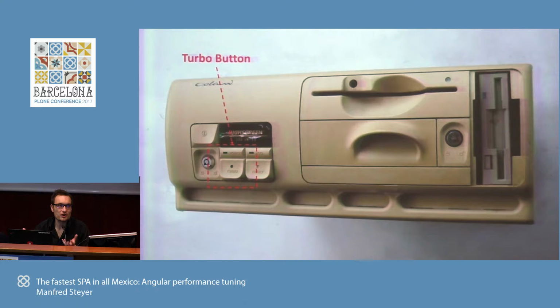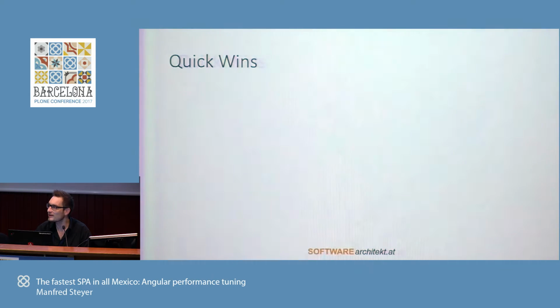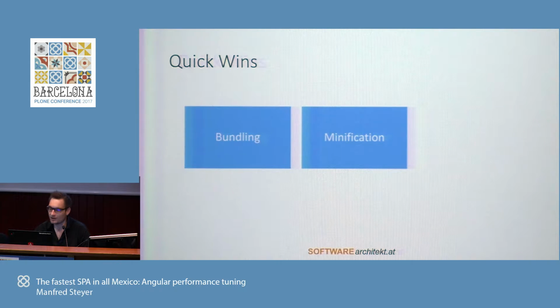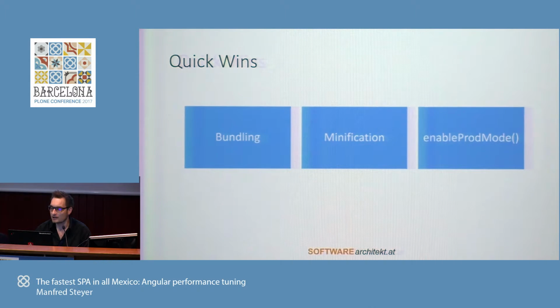But now the question arises if there is such a turnkey solution for Angular. And the answer is yes, there are some quick wins, there are some turnkey solutions to make Angular faster. For instance, you can do bundling, you could do minification or uglification, and you can put Angular into production mode. All those things make Angular faster, and all those things are done by the Angular CLI. So when you're using the CLI, you get all these things for free.